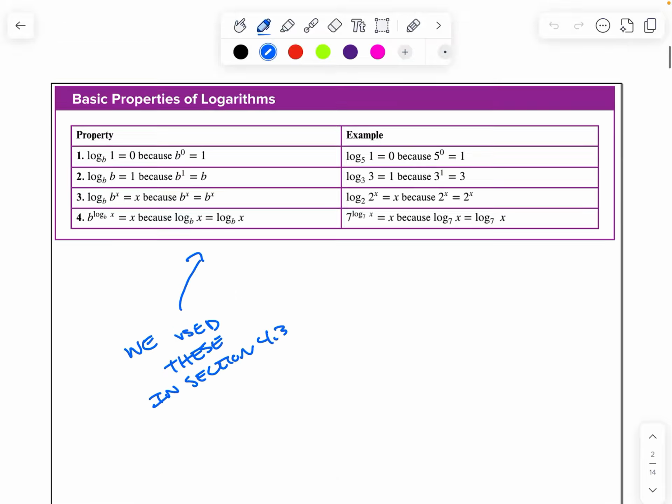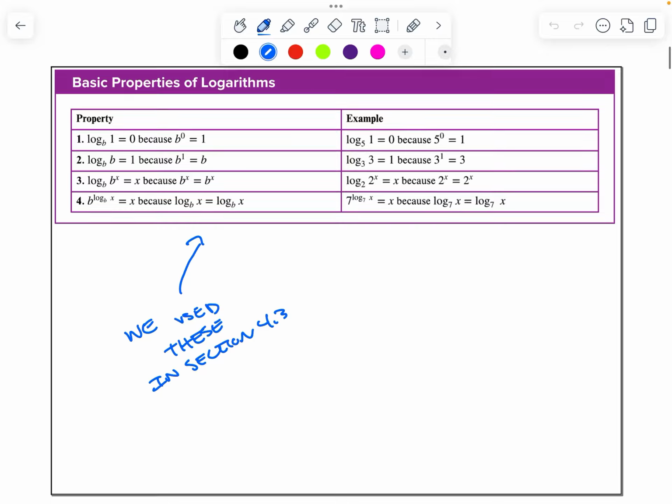Here's a list of some that we used last class, in the last video. Log with any base of 1 is always equal to 0. Log base anything of itself is always equal to 1. Log base anything of the same thing to the power: if the base and the argument match with the power, the answer is going to be the power. And this is the last one that we saw last time. A base of an exponent with the same base of a logarithm will knock each other out, will cancel each other out. Logarithms and exponents are inverses. That was the gist of what we were trying to get to last time.